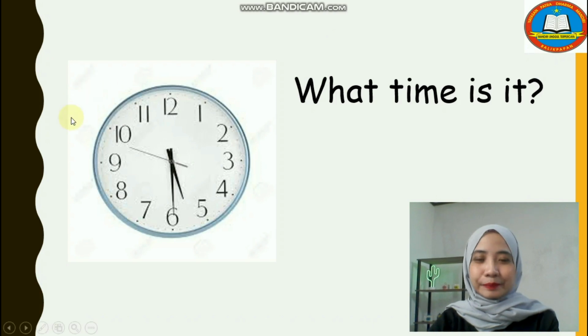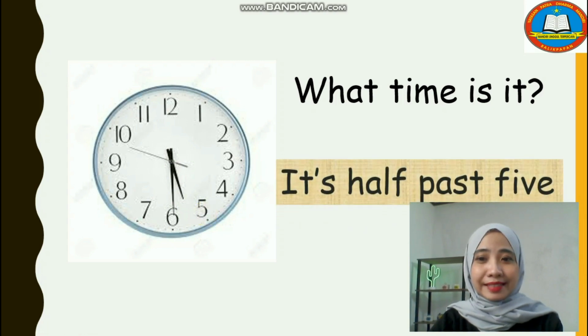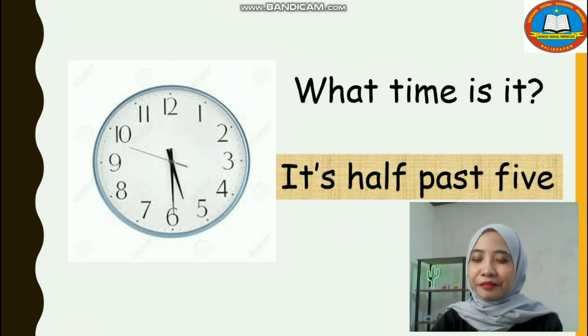What time is it? Look at this big hand. It's also at 6, so it's 1/2. Look at the small hand. It's between 5 and 6, and the number before small hand is 5. So it's 5:30. Very good.